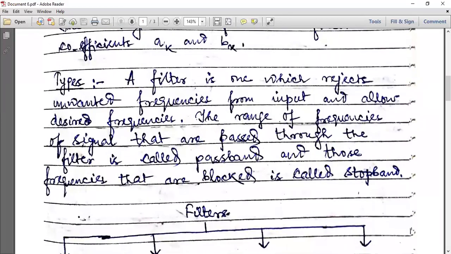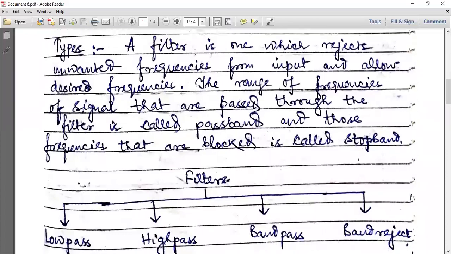Now let us come to the types of filter. First let us know what is a filter again in short. You see, a filter is one which rejects unwanted frequencies from input and allows desired frequencies. Filter means it rejects unwanted frequencies and it allows certain frequencies which are desired for us, which we have marked out. So the range of frequencies of signal that are passed through the filter is called pass band, and those frequencies that are blocked is called stop band. Clear to you? Again I tell you, the range of frequencies that we allow through the filter are called pass band, and those which are blocked by the filter is called stop band.